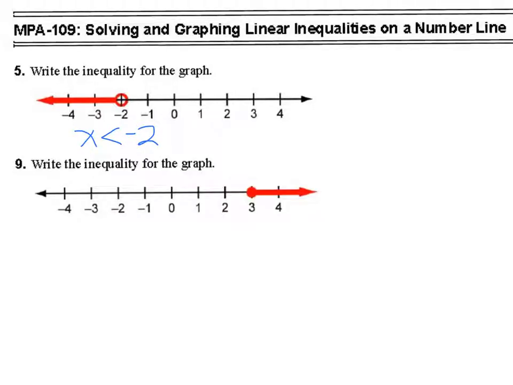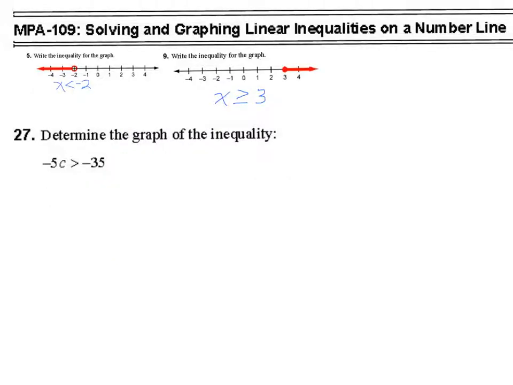This inequality would be x is greater than or equal to 3. So again, our inequality symbol points the same way as the arrow on our number line, and this time because the circle is filled in, I use the or equal to symbol.